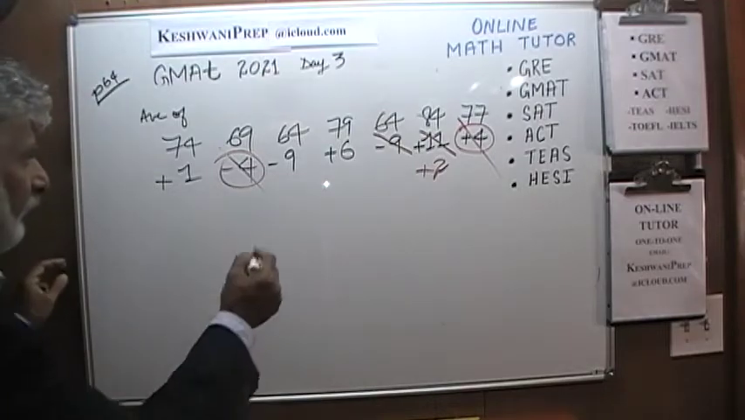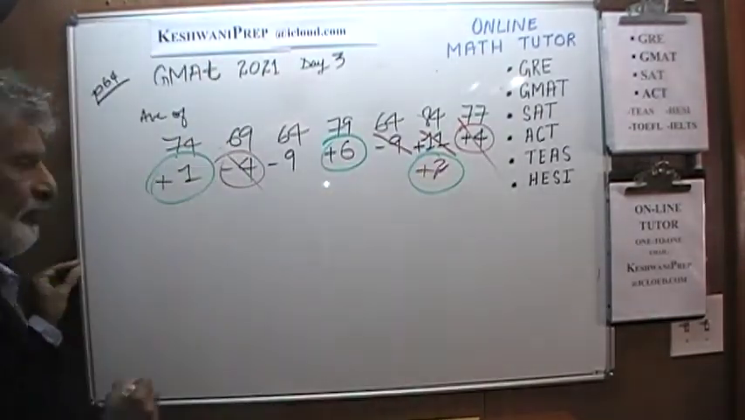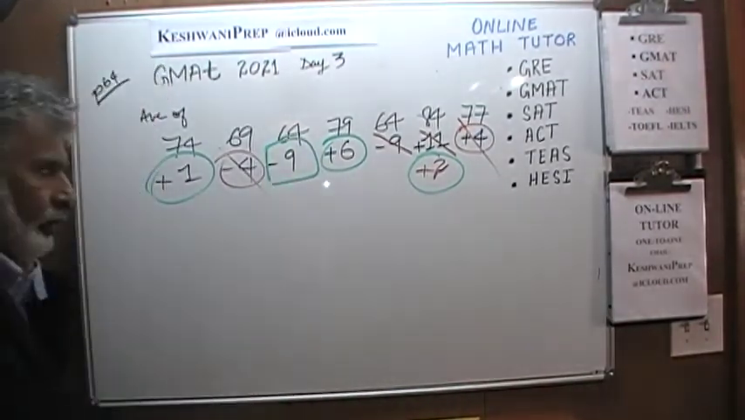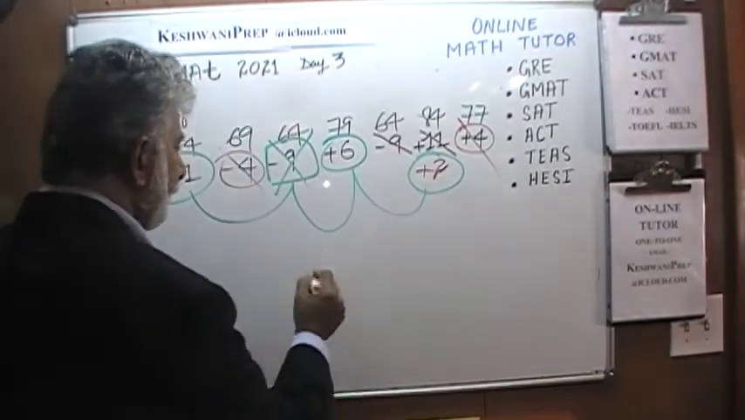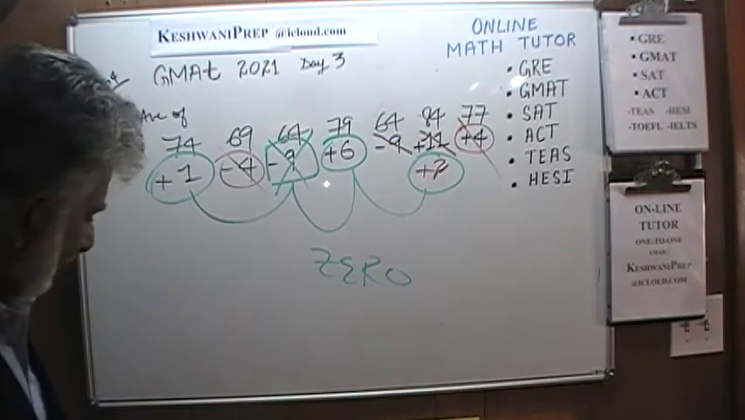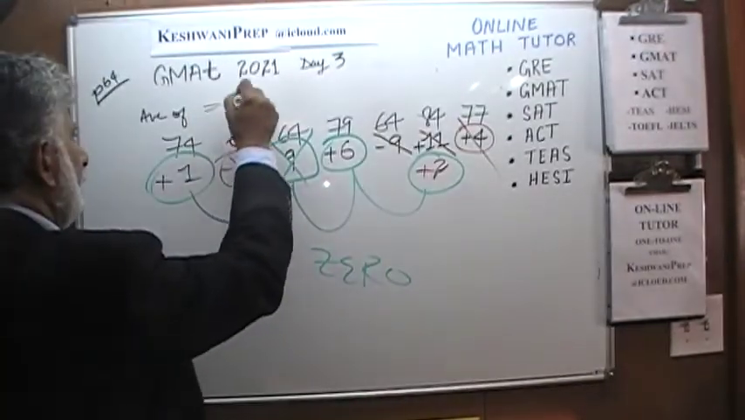So keep your attention. Here's positive 6, positive 2, that's positive 8, and positive 9. Positive 9 is going to cancel out with this guy right here. This guy cancels out with these three guys right here. So at the end, it is 0, which means that the average is in fact 73. Average is equal to 73.